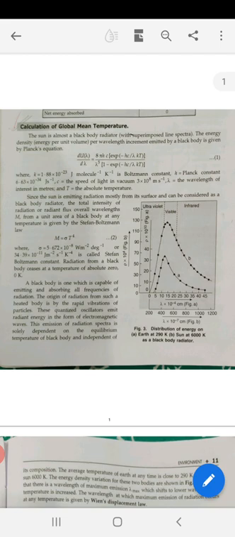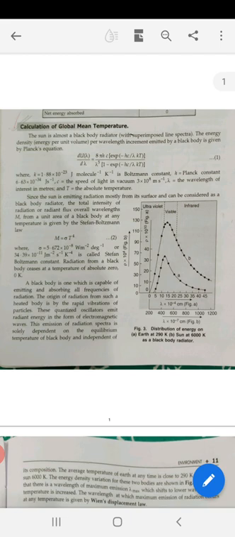Since the sun is emitting radiation mostly from the surface and can be considered as a black body radiator, the total intensity of radiation flux over all wavelengths from a unit area of a black body at any temperature is given by Stefan-Boltzmann law. This law for black body radiation, some students have studied in first year, some in second year, or some will be studying in third year.